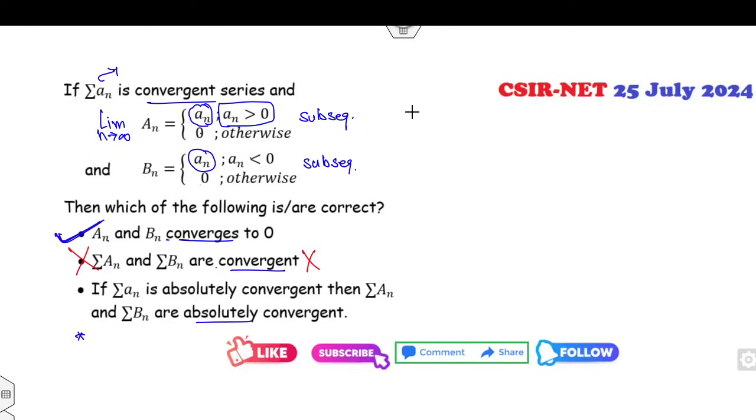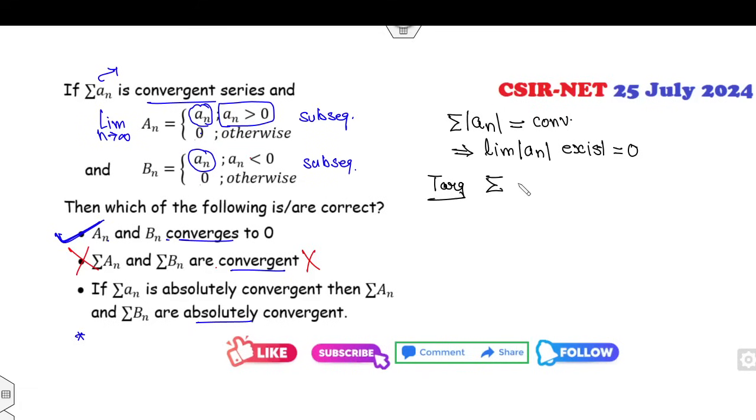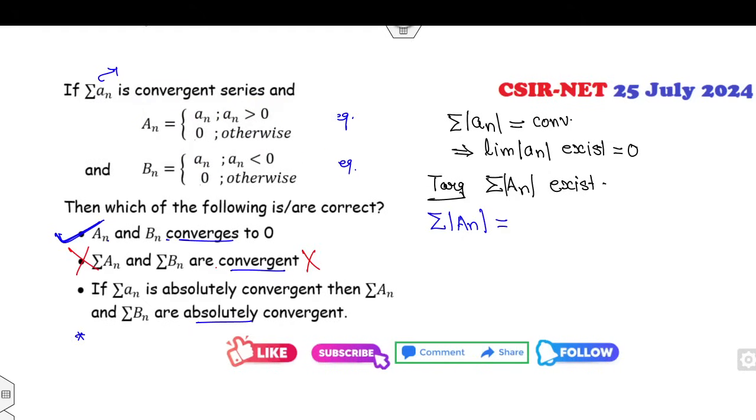Now the third option: if the summation is absolutely convergent, that means this is convergent. What does it mean? The limit of this exists and is 0, fine. This is given to you. Then your target is to prove the summation series of an is absolutely convergent. That means your target is to prove this also exists. Very simple, fine. So look at that. What is the value of this case? What is the definition of an? An is my this case. So what is the summation of this?